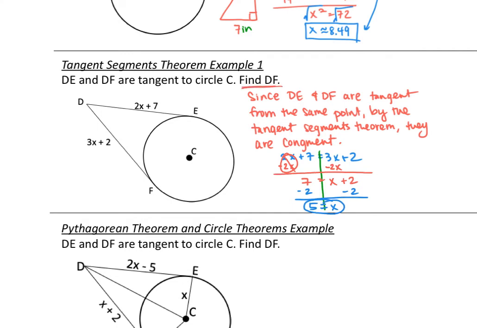We're not done because the question is asking us to find the length of DF. DF is this segment here, so we're just going to plug it in. So 3 times 5 plus 2. We're just taking the answer we found and plugging it in for x right there. So 3 times 5 is 15 plus 2, so DF equals 17.